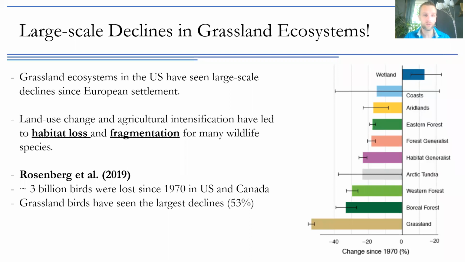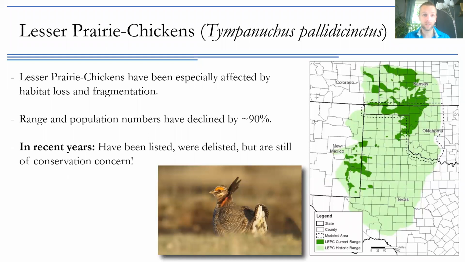And only last year, Rosenberg et al. showed again that grassland birds have seen some of the largest declines of any avian guild within the US and Canada. One of these species, the lesser prairie chicken, a grassland obligate prairie grouse, has been especially affected by habitat loss and fragmentation. The range and population numbers have declined by about 90%. In recent years, they've been listed or delisted, but are still of conservation concern.